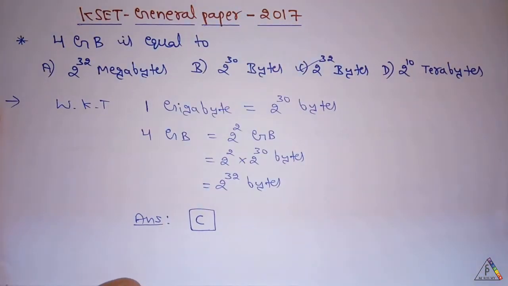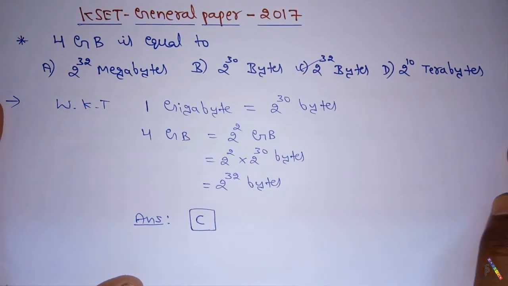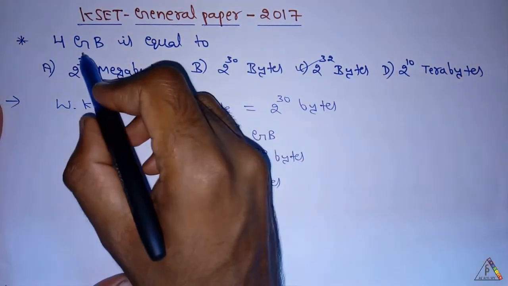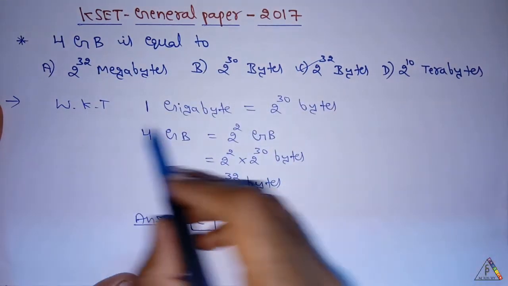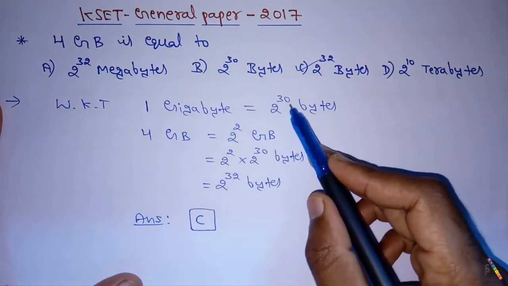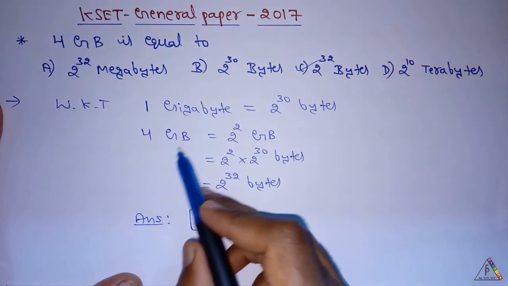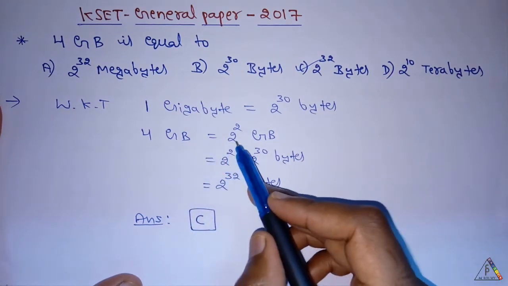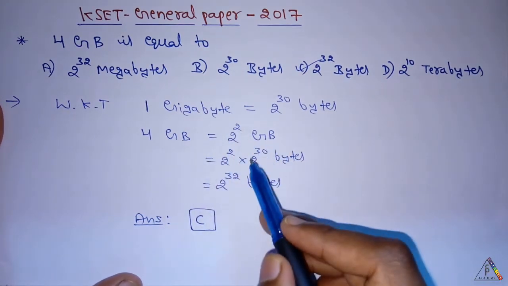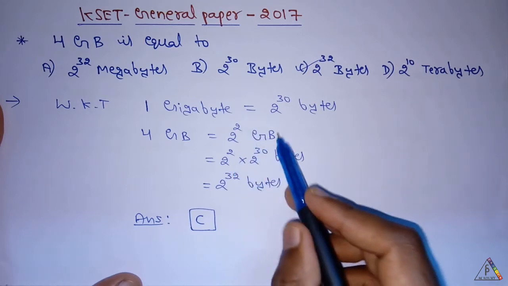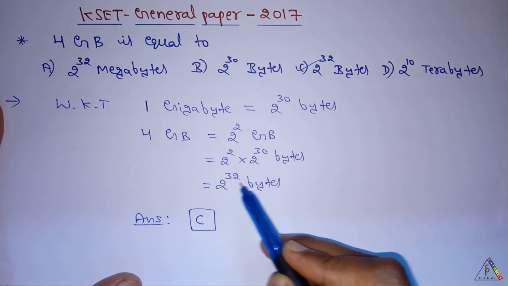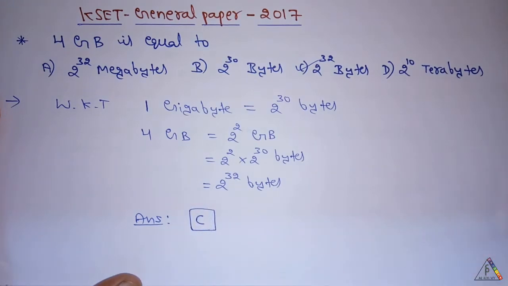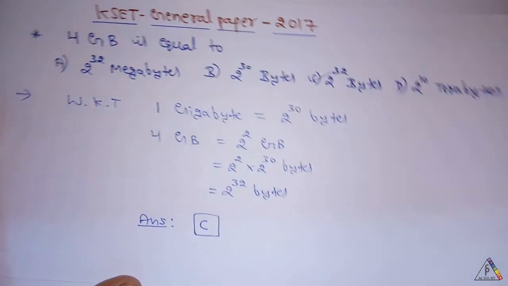Next is a KSET General Paper 2017 question. The question is, 4 gigabytes is equal to, these are all the options. We know that 1 gigabyte is equal to 2 to the power of 30 bytes. 4 gigabytes is 2 squared gigabytes. 2 squared into 1 gigabyte, that is 2 to the power of 30 bytes. Therefore, 2 to the power of 32 bytes. For this question, the answer is C option.